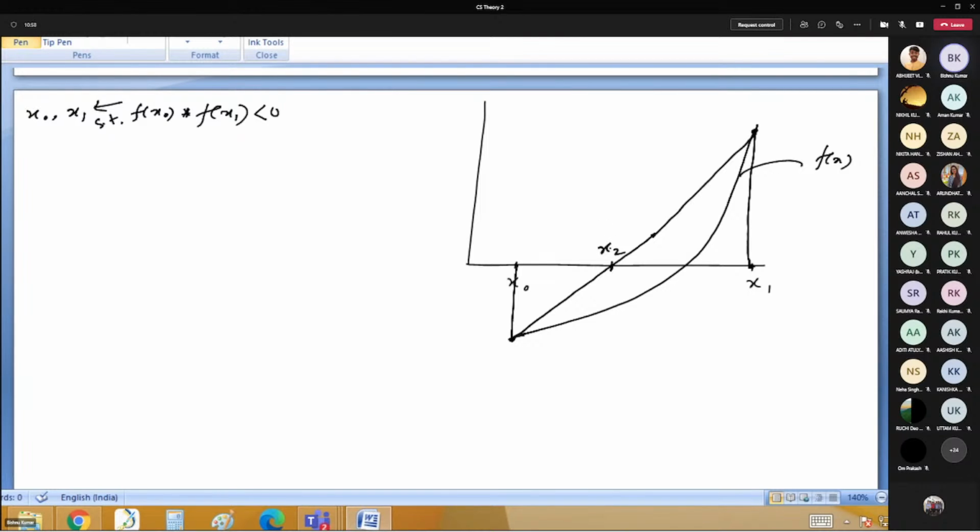In the bisection method, x2 was there. X2 is the middle point. X2 is x0 plus x1 by two, simply the middle point. You are not drawing the chord there. Here you are trying to draw a chord where that chord is cutting the x-axis. That is the updated point.